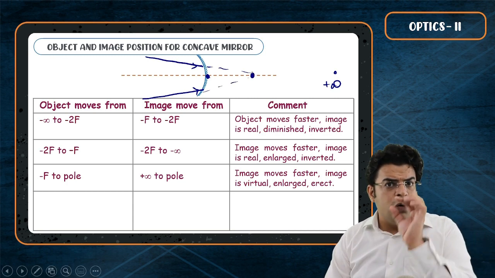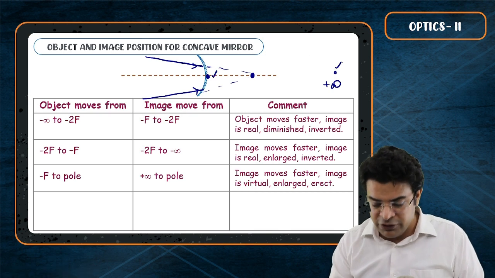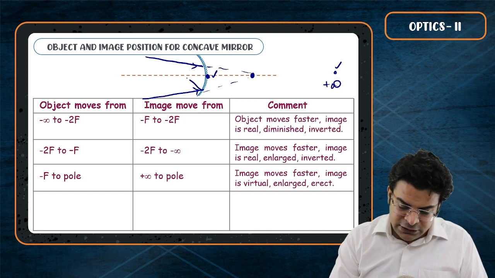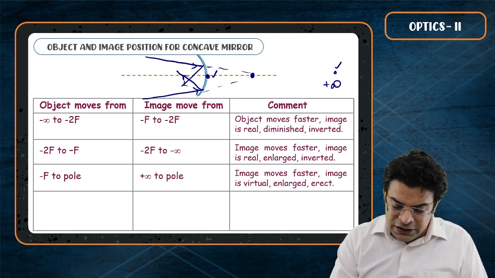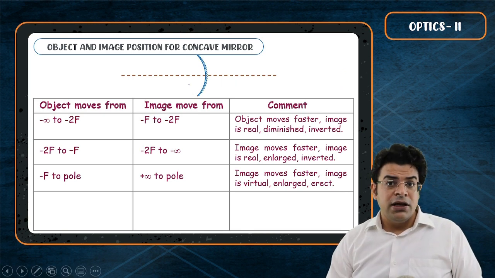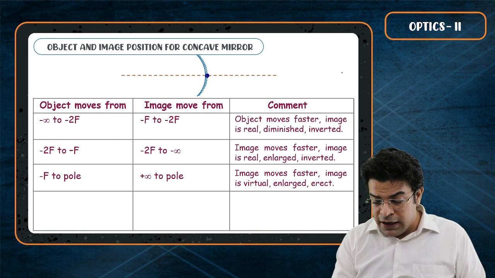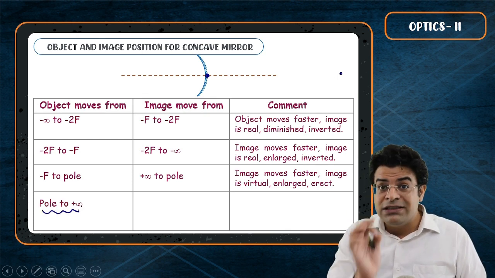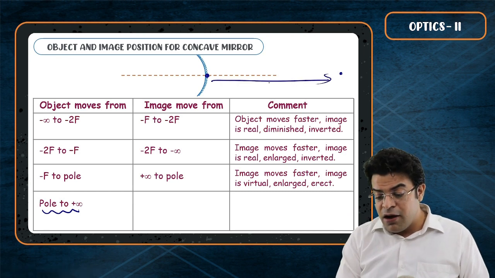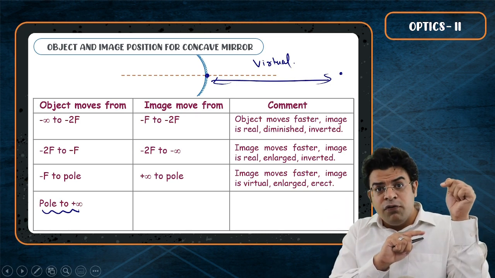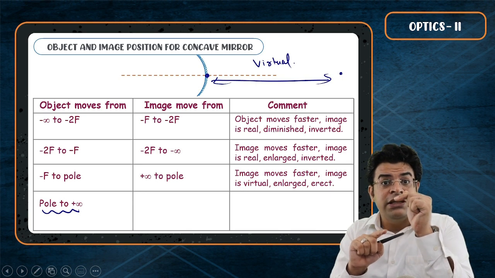So if a virtual object is placed between pole and plus infinity, from the ray diagram, you can understand that after reflection, these rays will move somewhere here. So which type of image you will get? Sir, we will get real image. So to understand that, if the object is placed between pole and plus infinity, to get such an object, you must have a virtual object. So if you have a virtual object placed anywhere between pole and plus infinity, it means that the type of rays hitting the mirror are converging in nature.